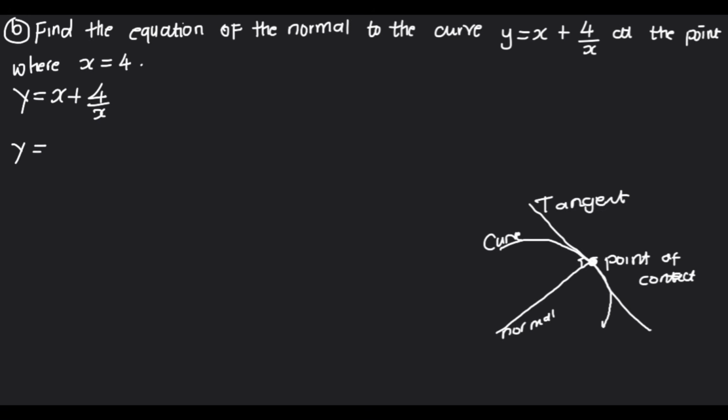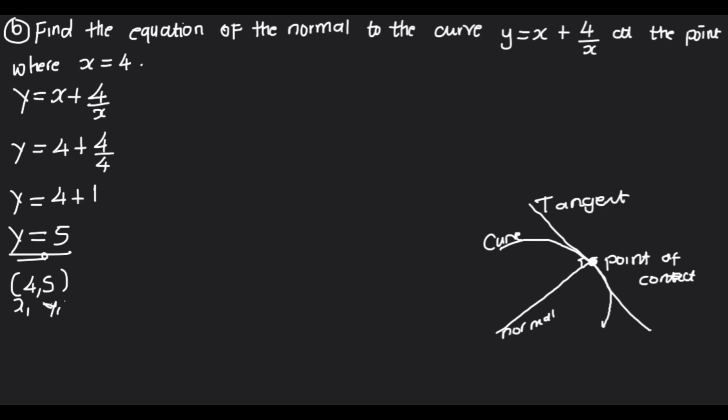So now since we have the x value is equal to 4, where there is x we put 4. So 4 plus 4 over 4. So y is equal to 4 plus 4 into 4 is 1. So y is equal to 5. So we have the (4, 5). So this is the x1, y1.